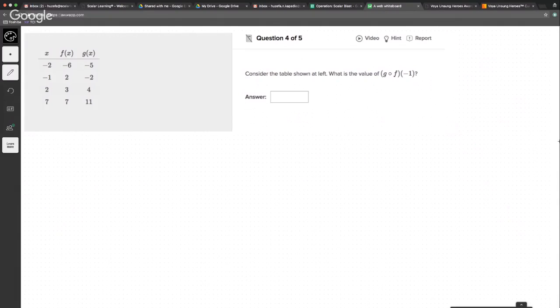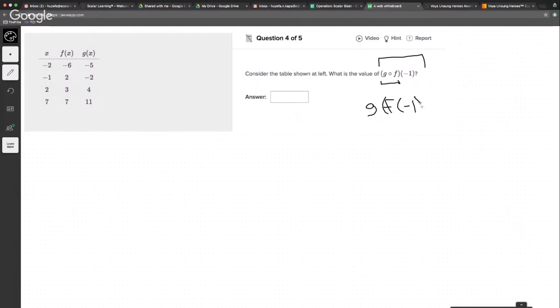All right, so now we got x values, f of x, g of x in this little table. Consider the table shown at the left. What is the value of g circle f of -1? Now we got the funky notation. What is this notation? We got to remember this open circle. The open circle is literally what we've just been solving. It's just another notation. This is the same as these nested functions.